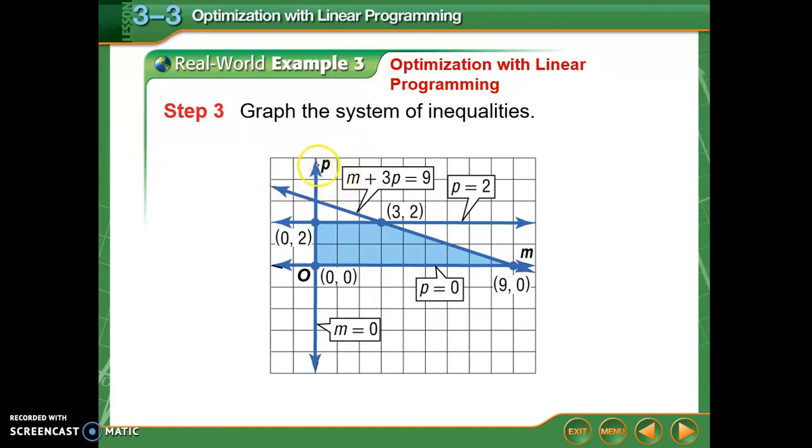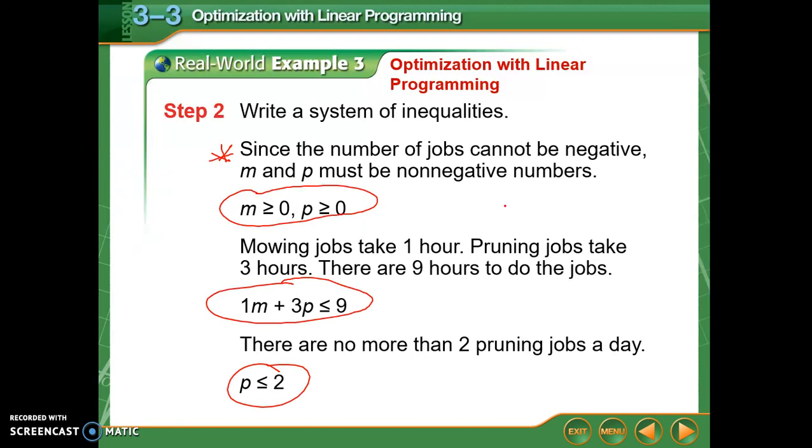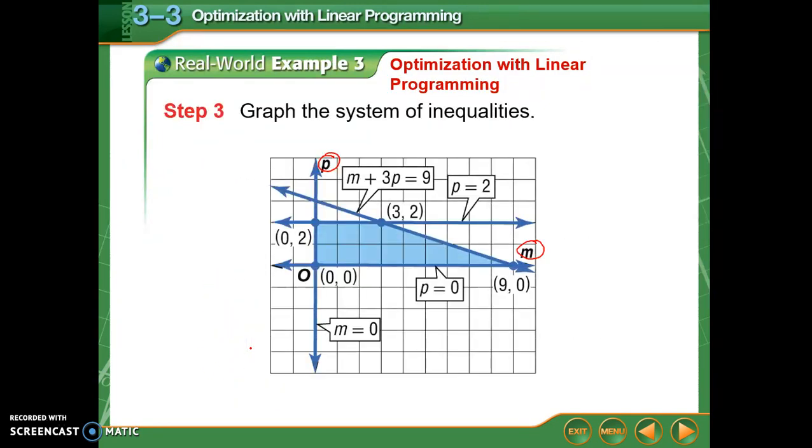So here, notice we're in the first quadrant, right? Here we labeled m as my x-axis and p is my y-axis. You could do it the other way as long as you're consistent. But here we're keeping everything in the first quadrant. So this line right here, p equals 2, represents the p is less than or equal to 2 constraint. And it has to be less than or equal to that, so we shade below that line.